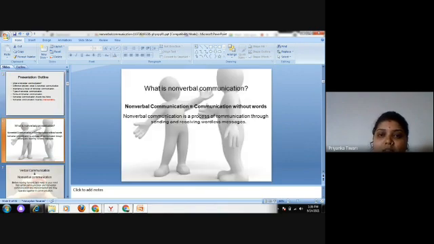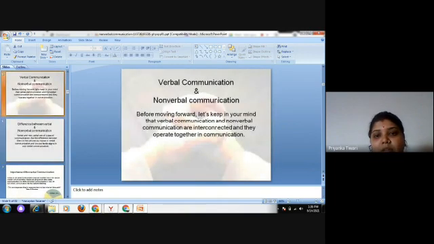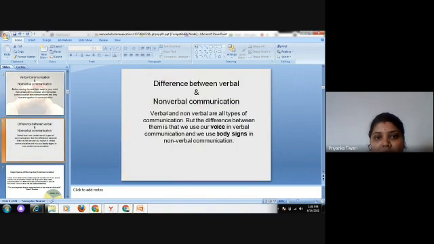So what is non-verbal communication? Non-verbal communication is communication without words. It is a process of communication through sending and receiving wordless messages. Before moving forward, keep in your mind that verbal communication and non-verbal communication are interconnected, and they operate together in communication.